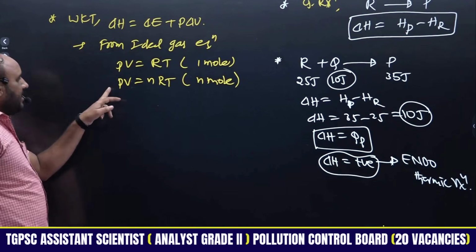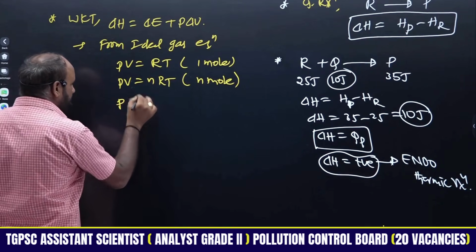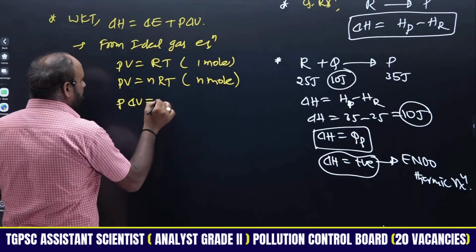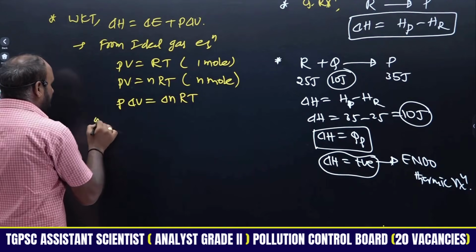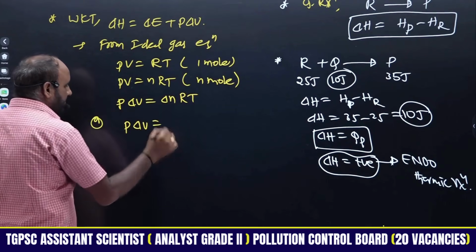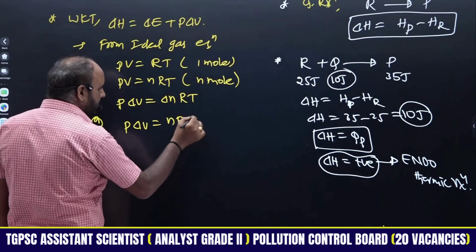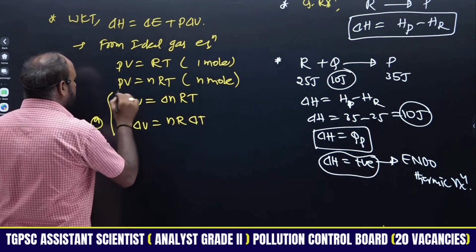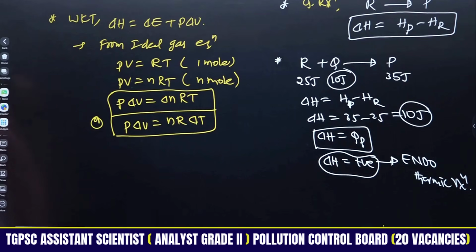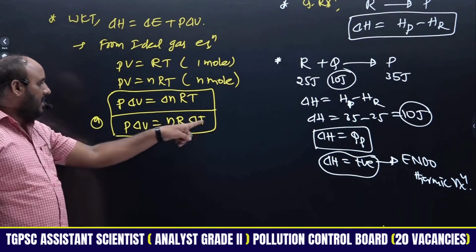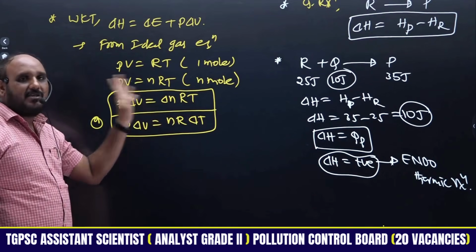At constant pressure, what changes? Volume will change. When pressure is constant, volume changes, number of moles are constant, gas constant, then temperature will be changed. So what do we have to consider for P delta V? Either delta n RT or nR delta T. Here the number of moles will be constant, therefore change in temperature is considered. Here temperature is constant, number of moles will change.